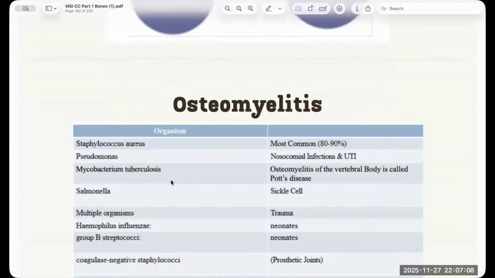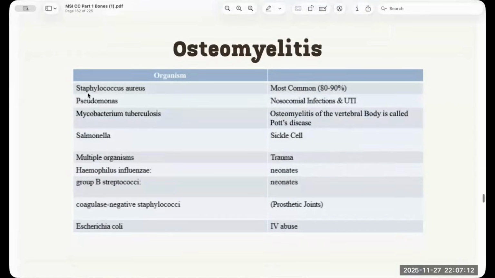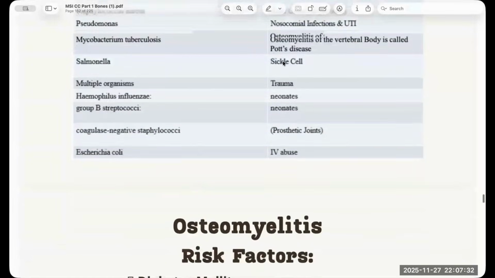Osteomyelitis can be caused by different organisms. I've added this table here to show you the organisms. So there's Staph aureus, Pseudomonas. Staph aureus is actually the most common, 80 to 90%. So this is the vast majority. Then there is Pseudomonas. This is usually UTI, nosocomial, TB, Salmonella, and so on and so forth. Do go over it. Okay.